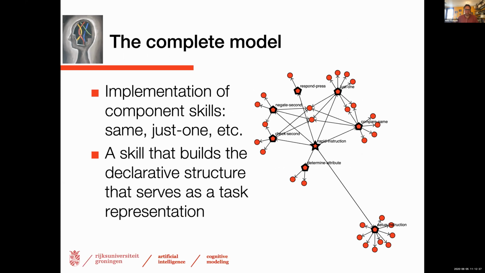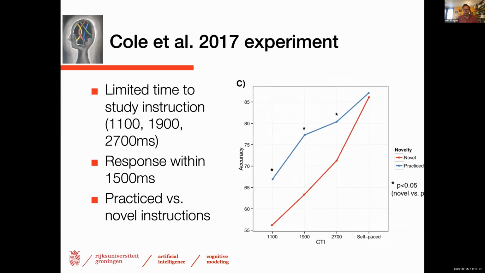So that's the model. And now we can see whether this model actually can model some data. Now, there are lots of experiments with rapid instruction task learning. One of the disadvantages is that in most of these, people get a lot of time to prepare for a task. So it's hard to collect data on that or model data on that. There's a lot of neuroscience data that I don't want to get into. But Cole et al. did an experiment in 2017 where they actually pushed people for fast reactions.